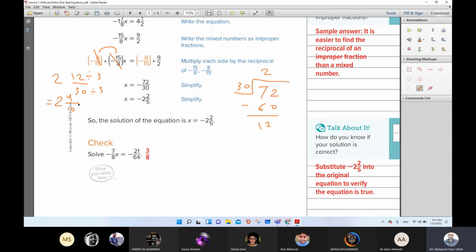Also, you can do simplest form again. You can divide by 2, divide by 2. 4 divided by 2 will be 2, and 10 divided by 2 will be 5. And you have negative here, so the answer will be negative 2 and 2 over 5. This is the solution of this equation.